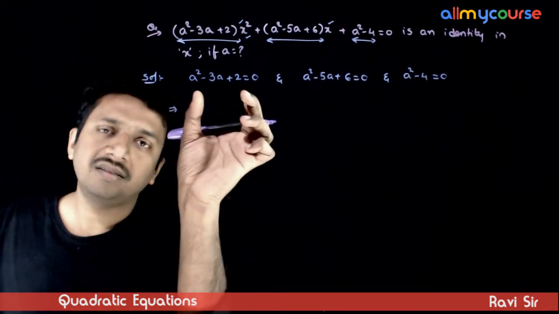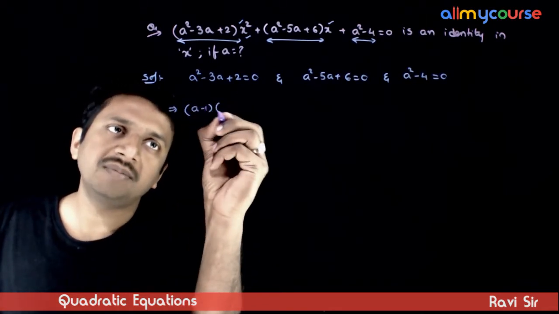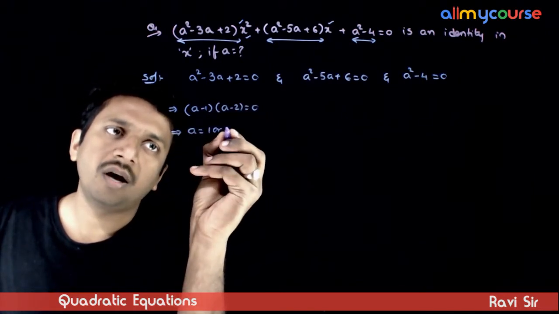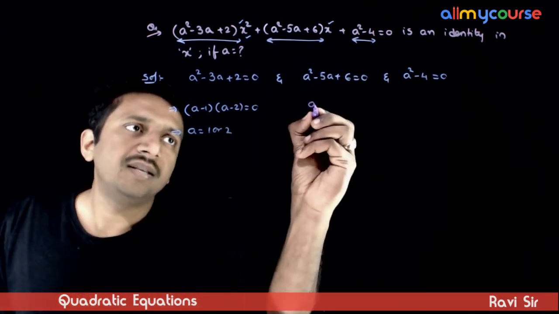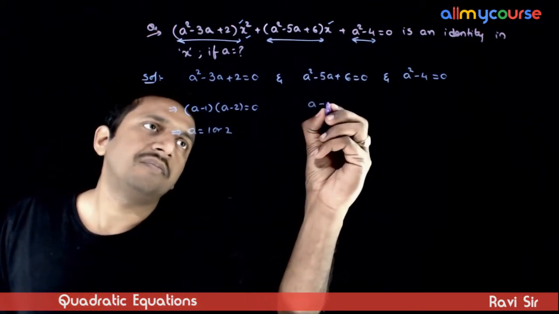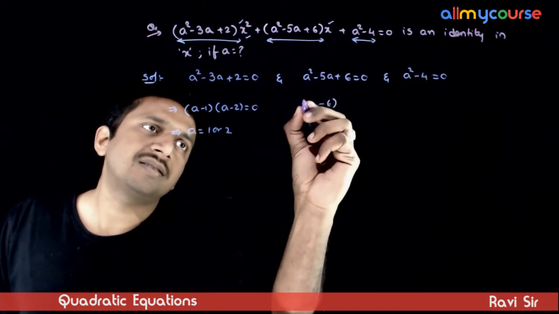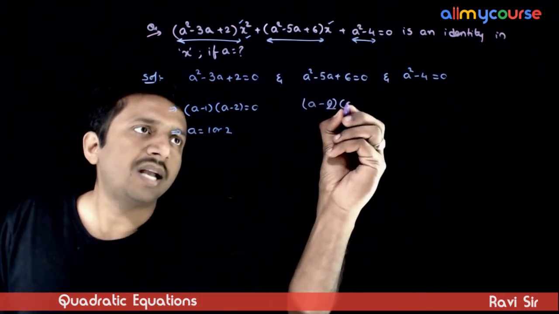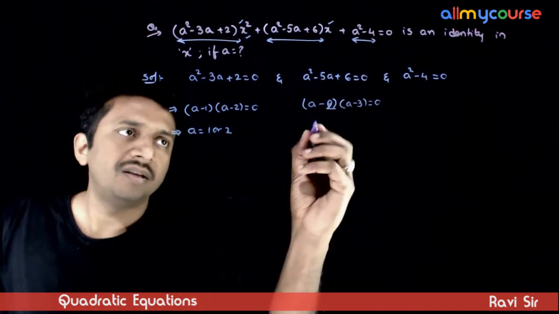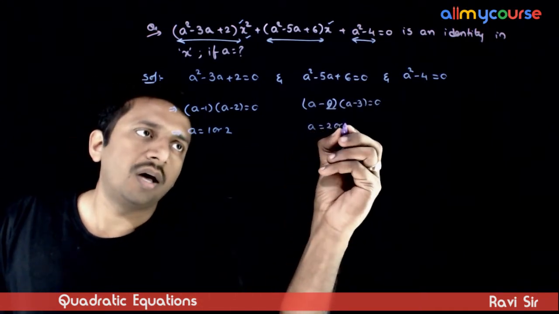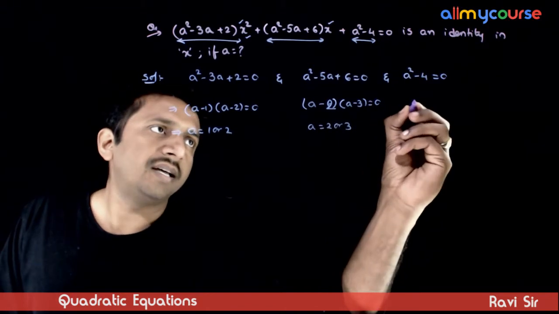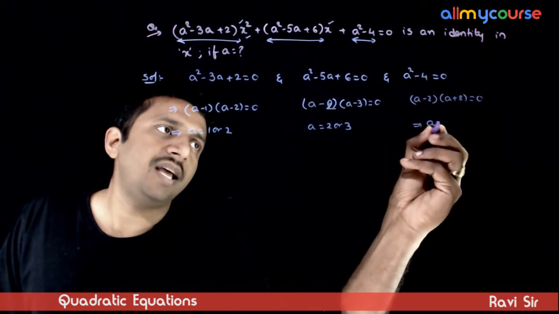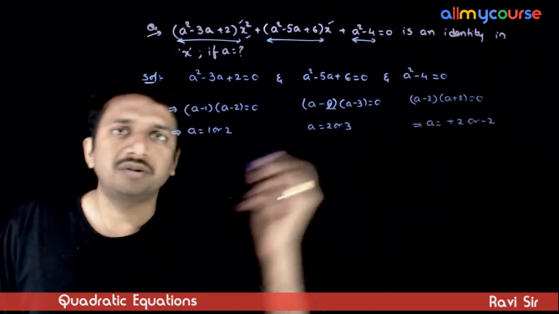So this implies (a − 1)(a − 2) = 0, and this implies a is equal to 1 or 2. Next, a² − 5a + 6 = 0, so (a − 2)(a − 3) = 0. This implies a is equal to 2 or 3. And (a − 2)(a + 2) = 0. This implies a is equal to +2 or −2.